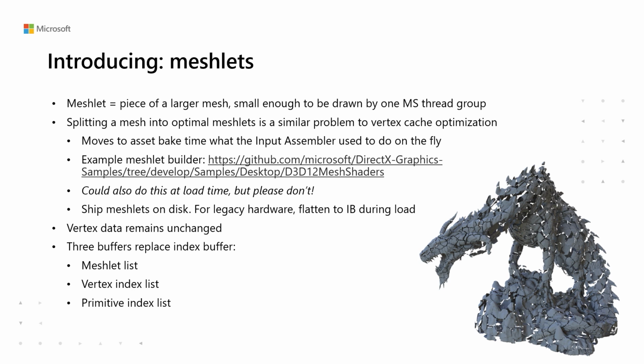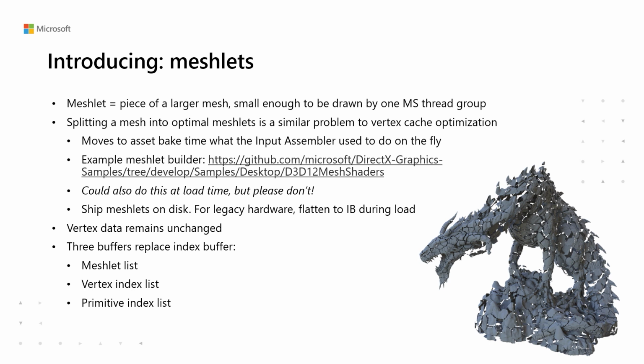We're publishing a sample that shows how to do this meshlet split algorithm. There's a URL to it here. You can find some code there that you can download, learn from it, copy it into your engines, whatever you want to do. You could do this at load time as well, but please don't. The preference we have is that building meshlets should be done while your assets are baking as a compile step, and then the thing you ship on disk is the optimized meshlets already split up.